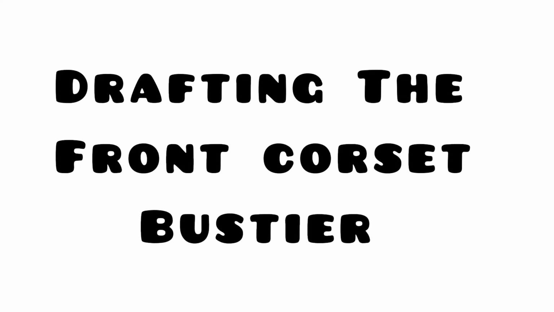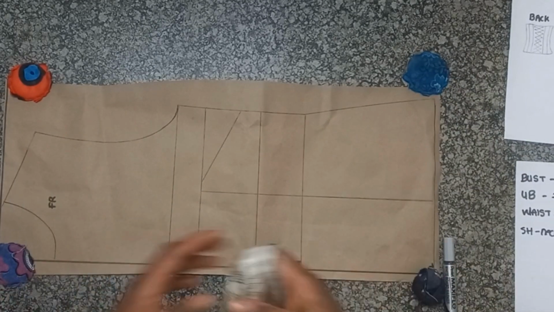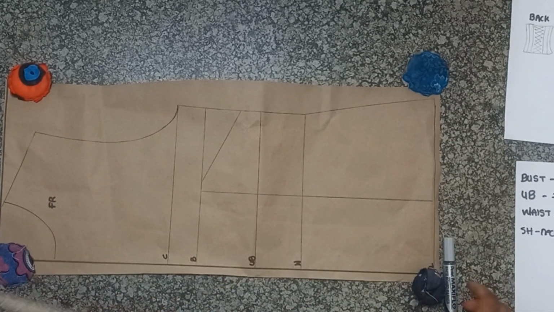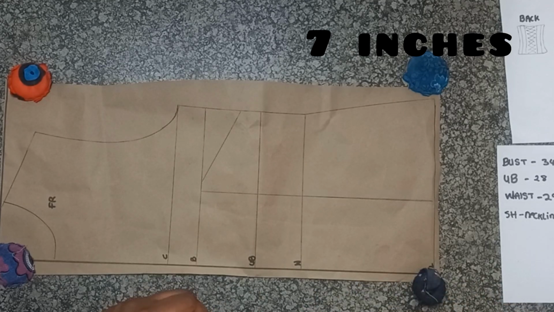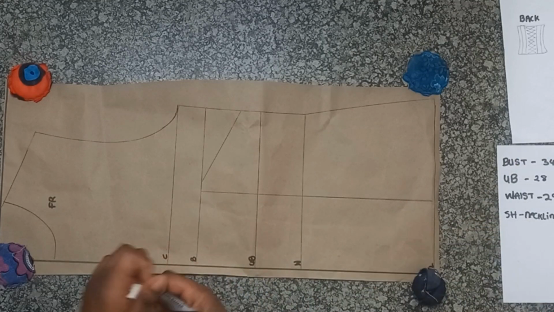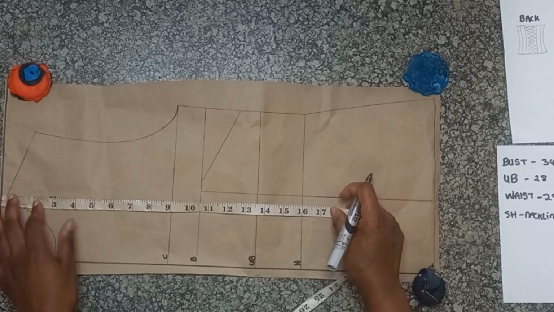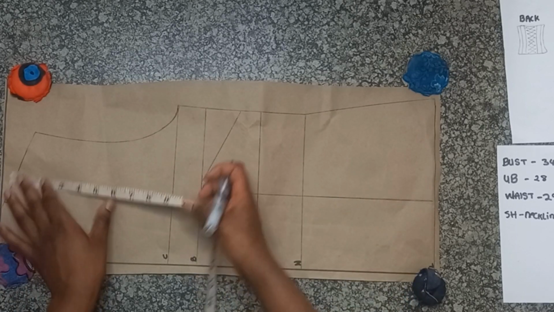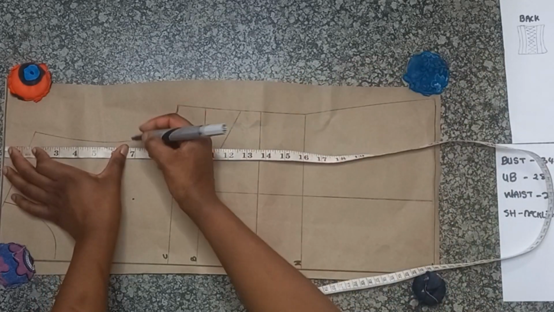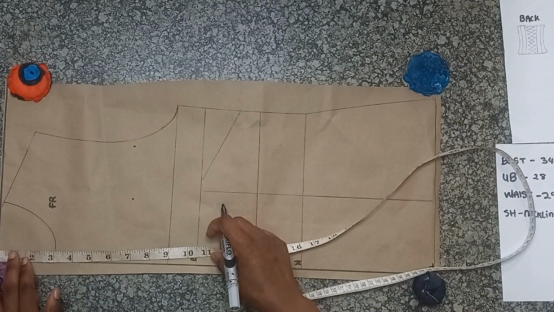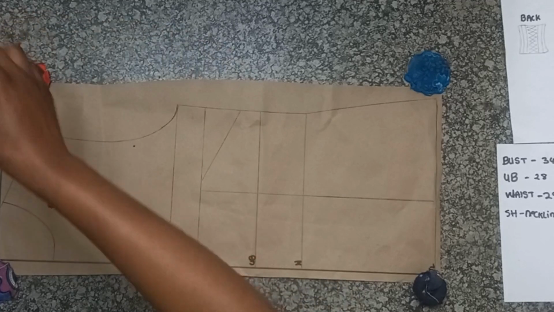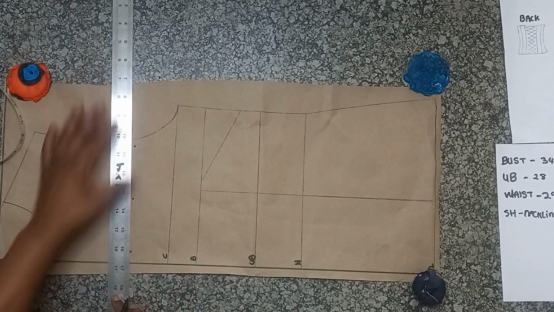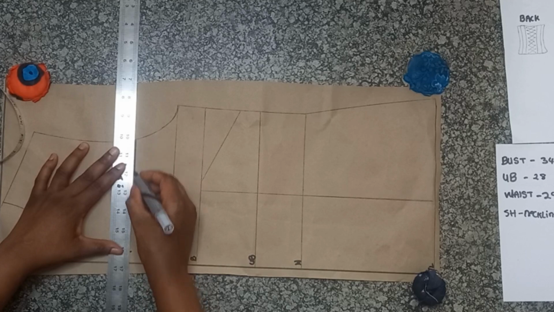So let's start by drafting the front corset bustier. The first thing I'll be doing is to determine where I want my neckline to start. I want my neckline to start 7 inches from my shoulder line. So first of all I would measure 7 inches, then I would mark on my borders. Then I'll connect those dots with a straight line. Perfect.